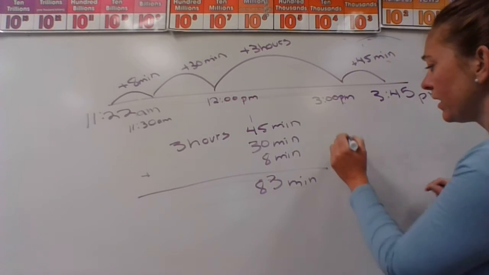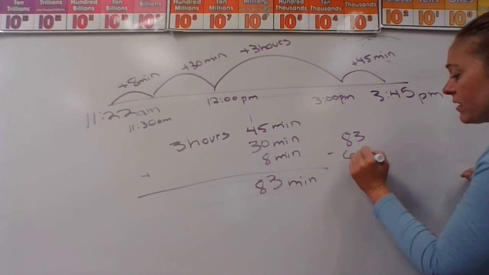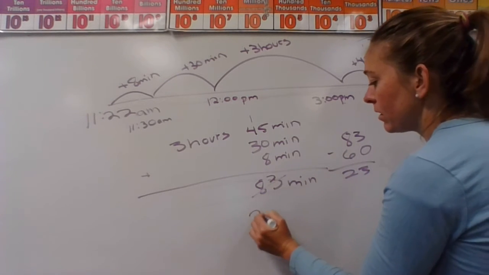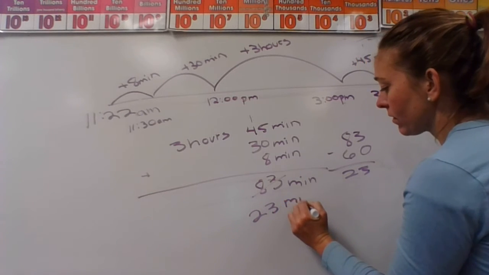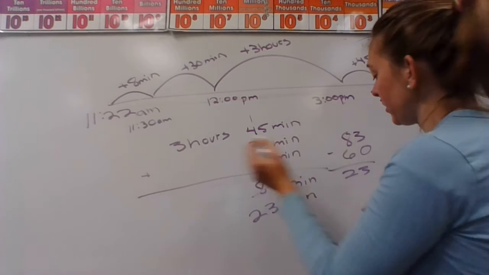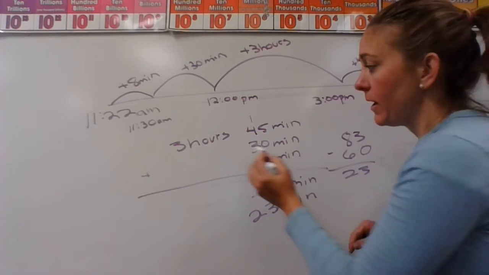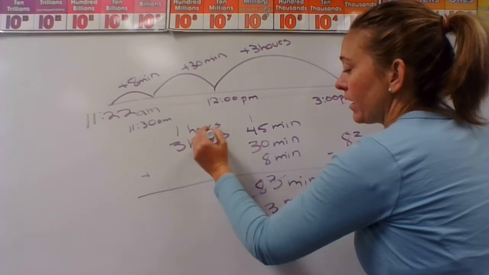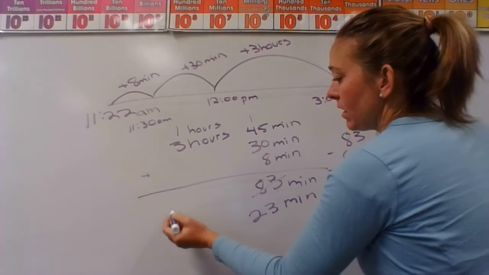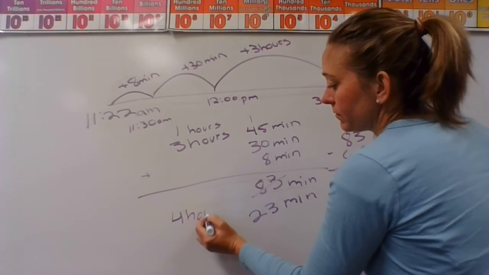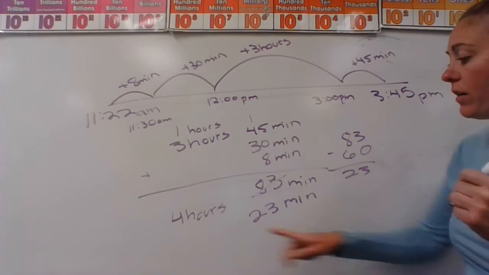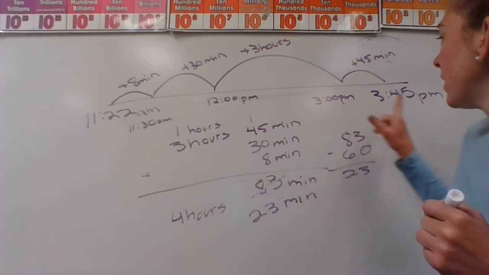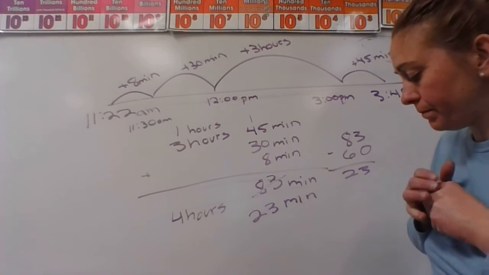So I know that 83 minus 60 is 23. So I'm going to leave 23 in the minutes side. And then carry that extra 60. I'm going to convert it to an hour and bring it over here in the hours column. So I'm going to bring over an hour. And now I have 1 hour plus 3 hours makes 4 hours total. So I have 4 hours and 23 minutes between 11:22 and 3:45 p.m.